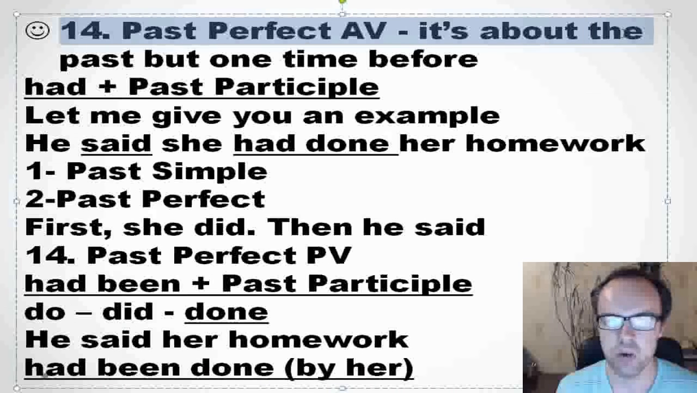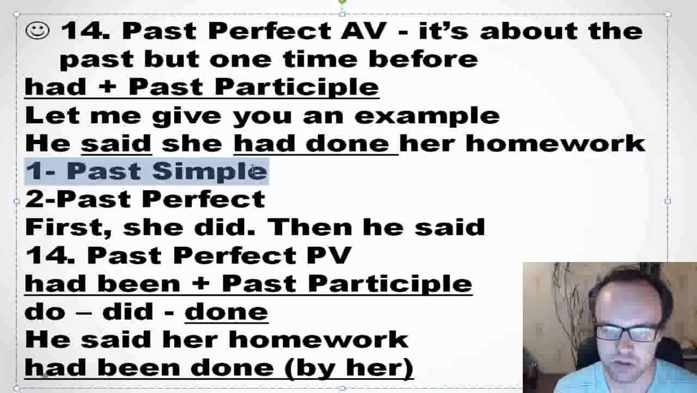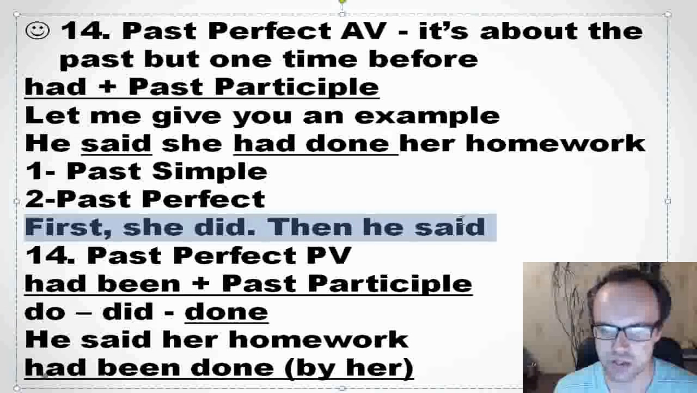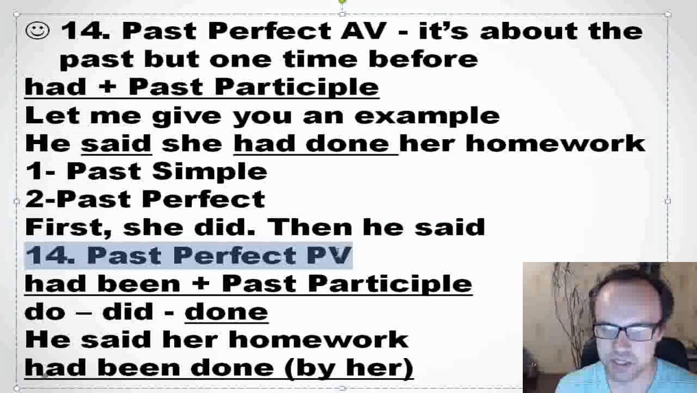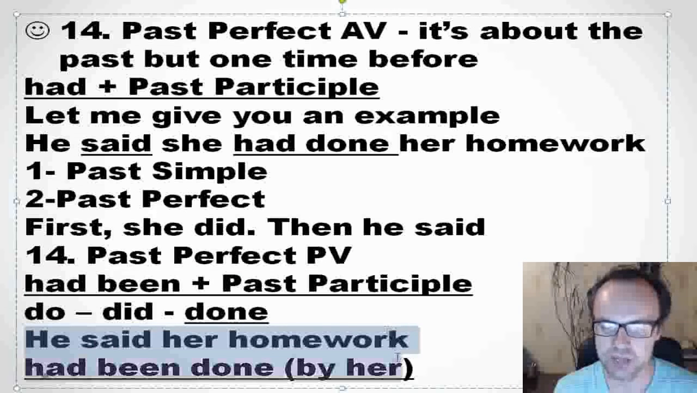So it's about the past, but one time before. Okay, had plus past participle. Let me give you an example. He said she had done her homework. So first we see past simple and then past perfect. First she did, then he said. Okay, what about past perfect passive voice? So it's had been plus past participle. Okay, do, did, done. He said her homework had been done by her.